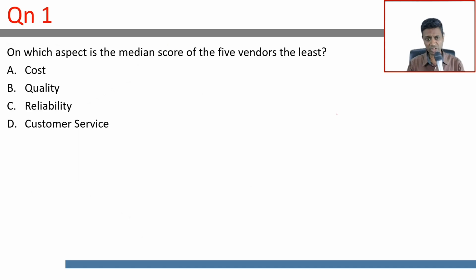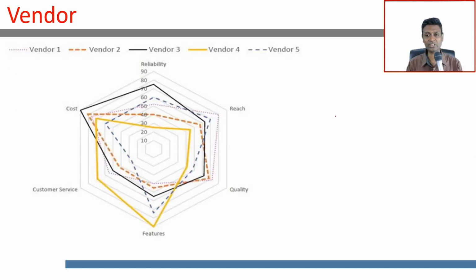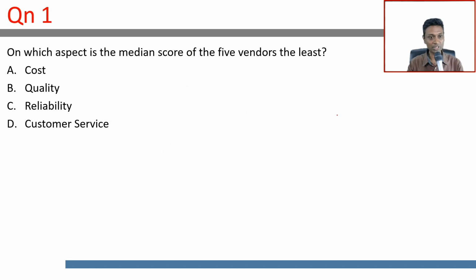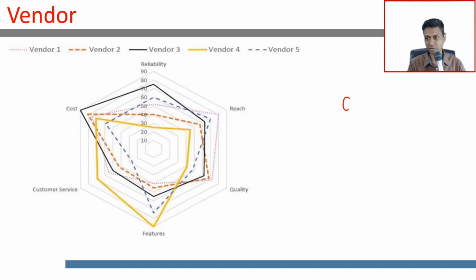Right? So, on which of these is the median score of the 5 vendors the least? Okay. Cost, quality, reliability, customer service. So remember, median. So we're going to look at the middle term, nothing else. And what the least? Cost, middle is this number. 90, 80, this is say 76. Quality is here 1, 2, 3. 90, 80, 70, 60, 62 for quality.